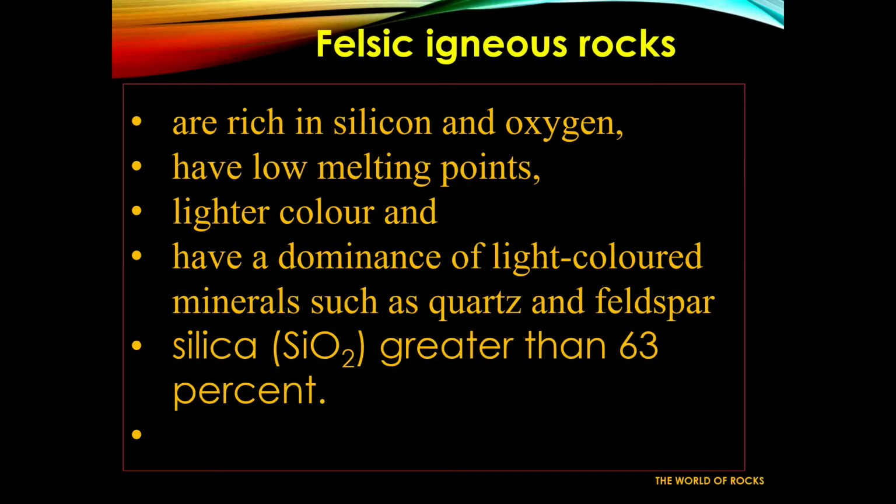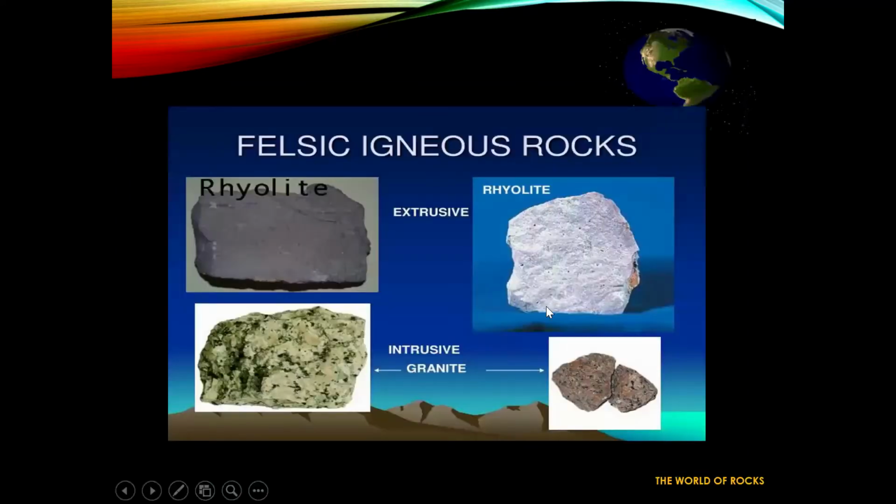The first one is felsic igneous rocks. Felsic igneous rocks are those rocks rich in silicon and oxygen. The word felsic comes from two words, fel and sic. Fel means feldspar, sic means silicon. So they are rich in silicon and oxygen. These rocks have low melting points. They have a lighter color, and light colored minerals are present in this type of rocks, minerals like quartz and feldspar.